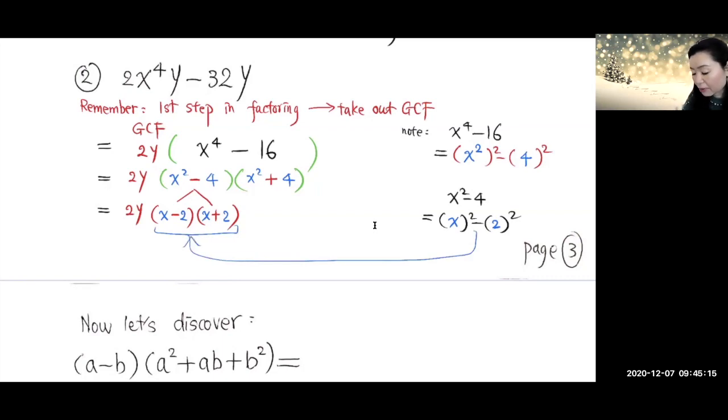Now what about this part right here? This part over here is a prime polynomial. x squared plus a positive number is a prime polynomial. So we just copy it down: x squared plus 4. This is a prime polynomial. Question over here? You guys good? This is different from a difference of 2 squares.